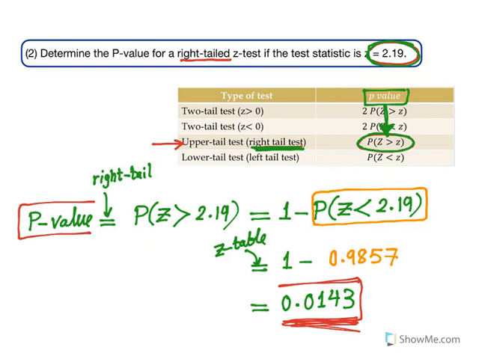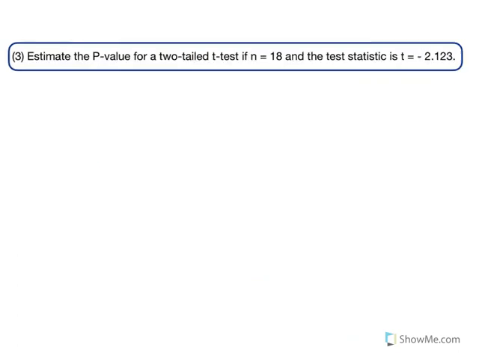Let's go to the next question, and this one is about finding the p-value, but for a t-test. So in this case, we will use, of course, the t-table. But before using it, let's see what we're given. So we highlight that it's a two-tailed t-test.